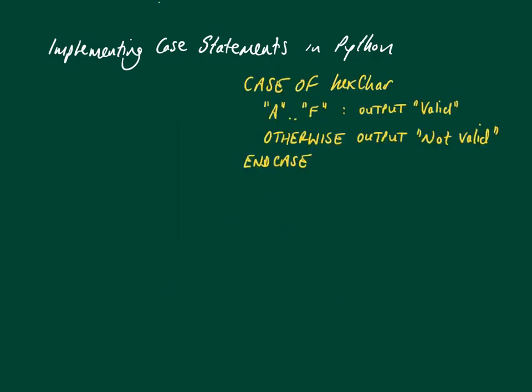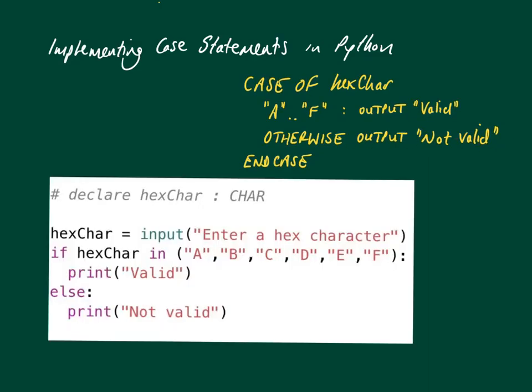And just to recap, the pseudocode is case of hex char, so this is after we get the input from the user, and then you test whether the hex char is between A and F, and if it is, you output valid, otherwise you output not valid. And here's a Python program. So as you can see, we declare the variable hex char as a character, we get the input from the user, enter a hex character, but we can't have a case statement. Case statements don't exist in Python.